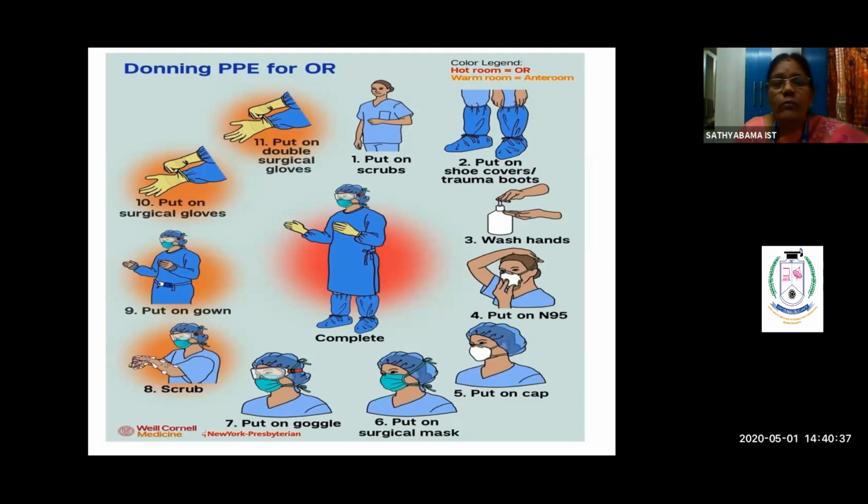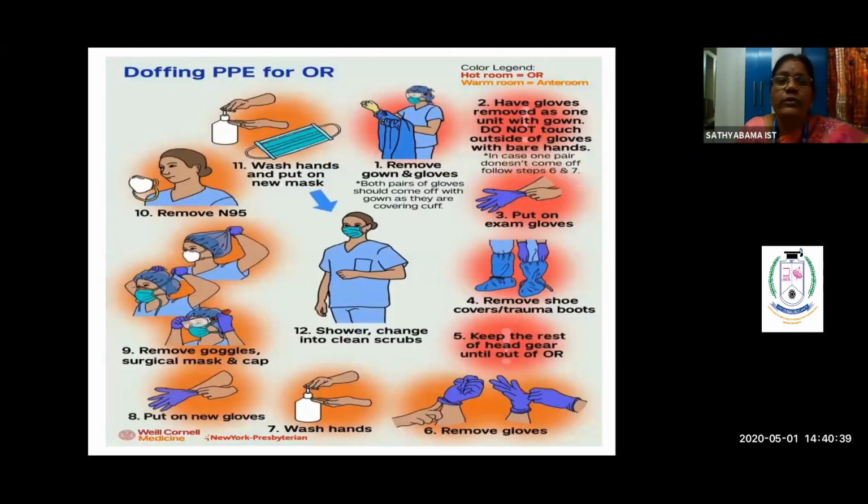So how do you remove this? That is called doffing. That also has to be done in a particular order. You have to remove the gown along with the gloves, then wrap them and discard them into the dustbin which is meant for it.